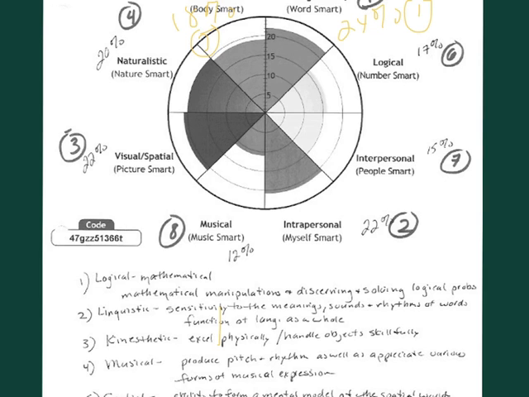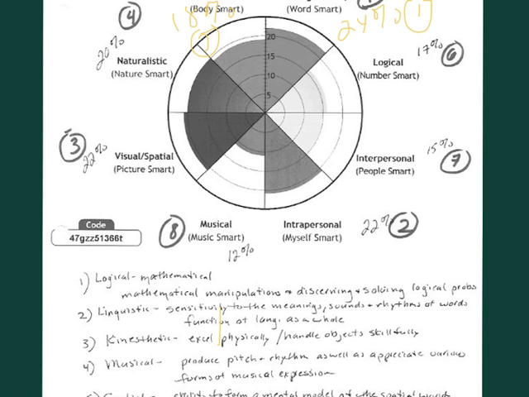Okay. So when I took this test, what I came up with is that I am predominantly linguistic, in other words, word smart. 24% of the questions I answered led this test to say that I am, you can see the piece of pie there, word smart. And I would not disagree with that. I like words. I like reading.